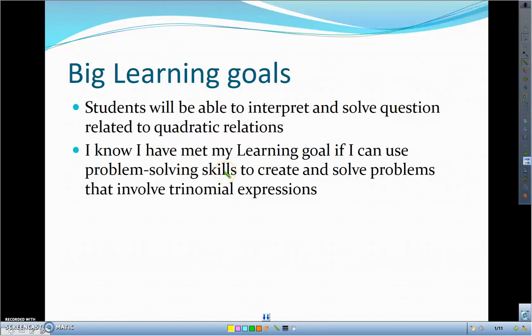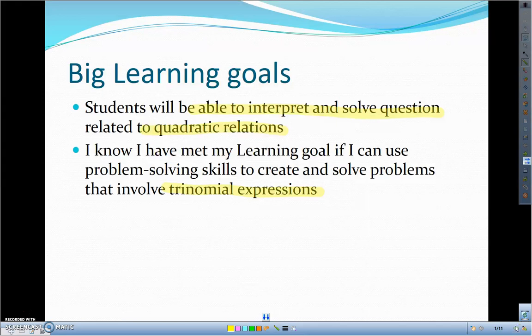Welcome to Unit 4, which is quadratic equations. By the end of this unit, you'll be able to interpret and solve questions related to quadratic relations, and it's very similar to what we were doing in a previous unit, except it's going to have slightly different skills involved in it. And I know that I've met my learning goal if I can problem solve using the skills to create and solve problems that involve trinomial expressions.